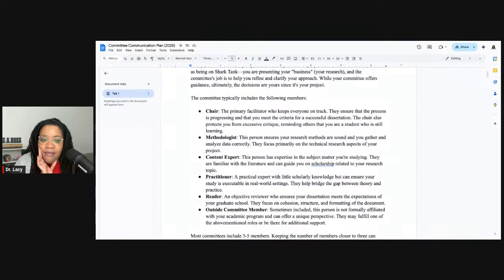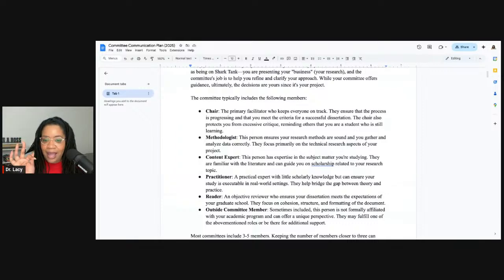A committee can be made up of about 3 to 5 individuals. It depends on your program, your program's culture, and also your chair's preferences. So the first person who makes up a committee is your chair. This is the primary facilitator, keeping everybody on track.